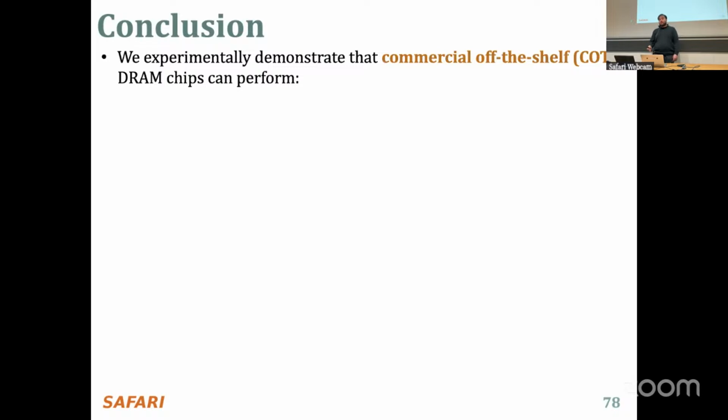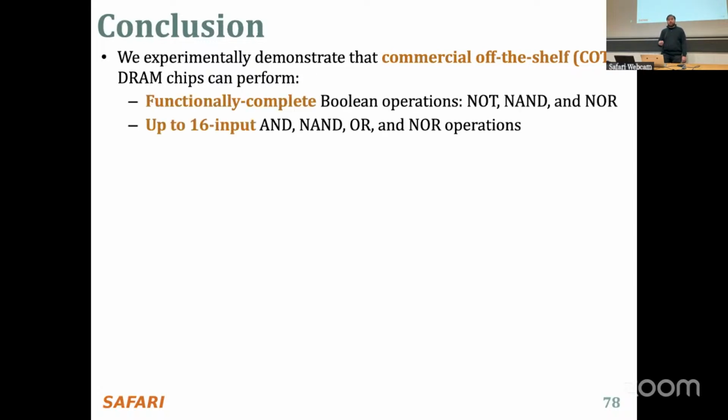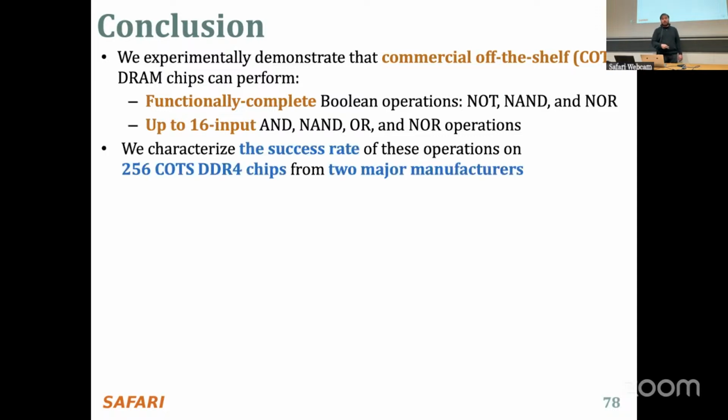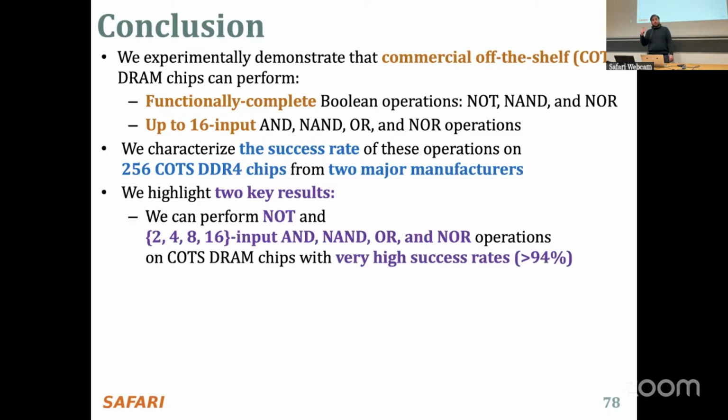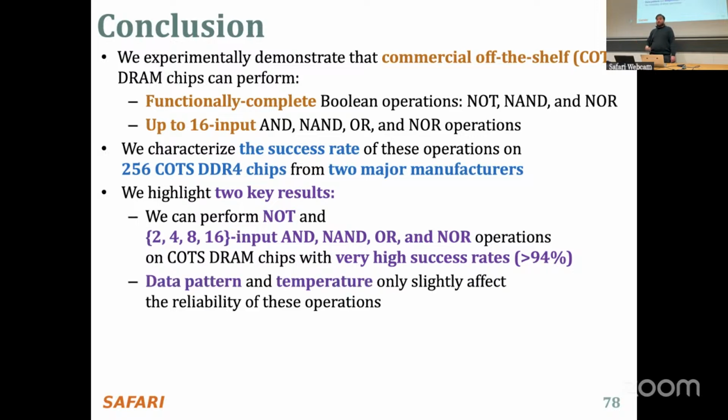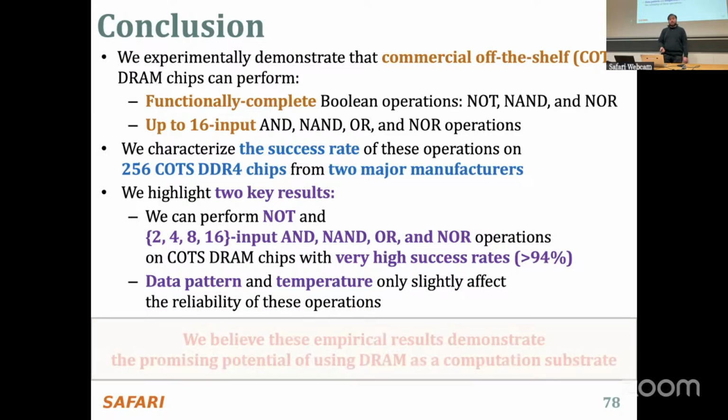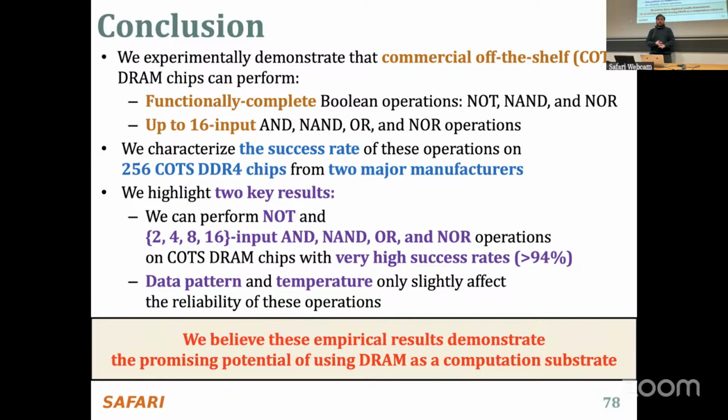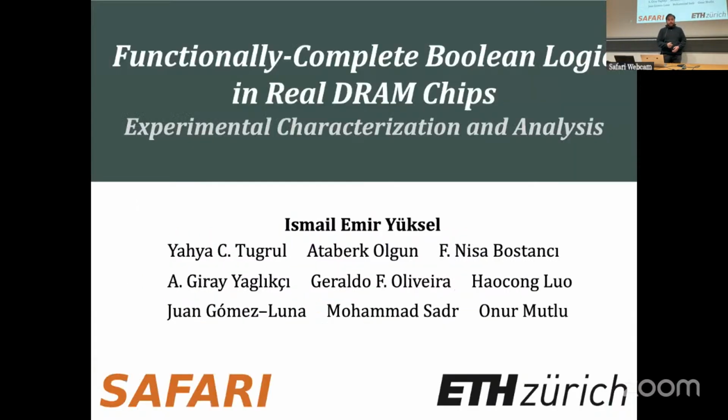So we experimentally demonstrated that off-the-shelf DRAM chips can perform functionally complete Boolean operations, up to 16-input AND, NAND, or NOR operations. We characterize the success rate of these operations using 256 DDR4 chips from 2 major manufacturers. We observe that they can perform NOT and 2, 4, 8, 16-input AND, NAND, or NOR operations with very high success rates, and data pattern and temperature only slightly affect the reliability of these operations. We hope and believe that these empirical results demonstrate the promising potential of using DRAM as a computation substrate. And that was FC-DRAM.